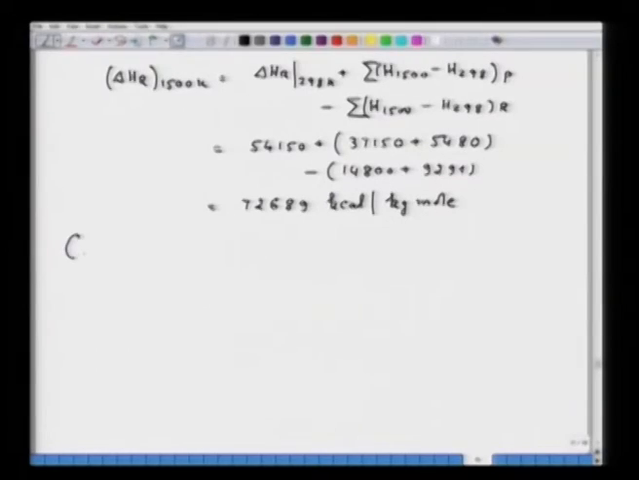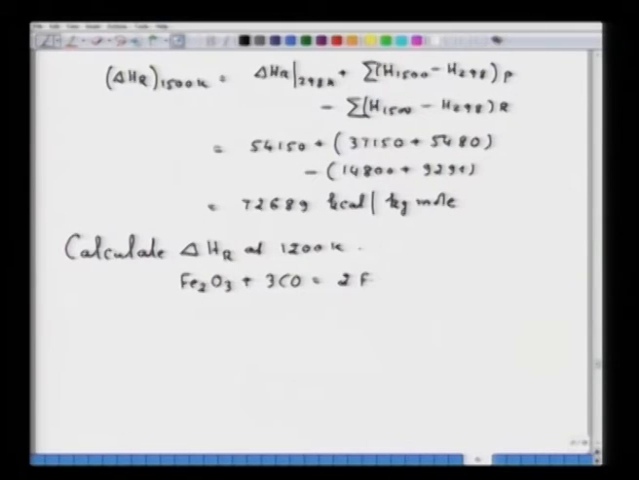Now, I will give you another example. Say for example, calculate delta H R at 1200 Kelvin for the reaction Fe2O3 plus 3CO, that is equal to 2Fe plus 3CO2.